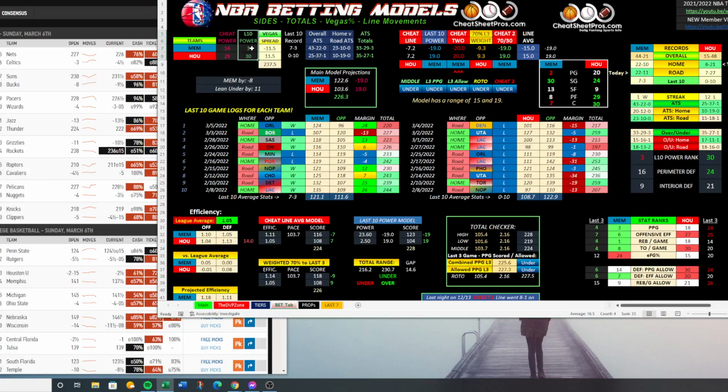Last 10 power rankings, we got the number 3 versus the dead last team. Our model here, we have Memphis by 19 with a projected score of 123 to 104. So we have them easily covering the 11.5. I don't think 11.5 is enough points in this game.